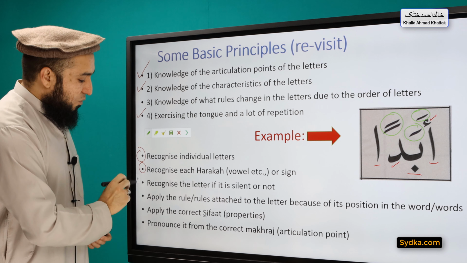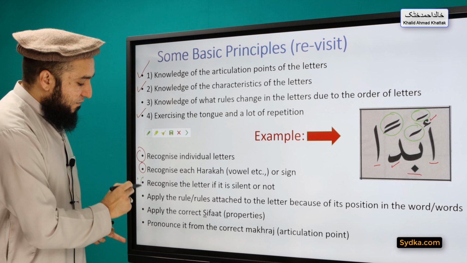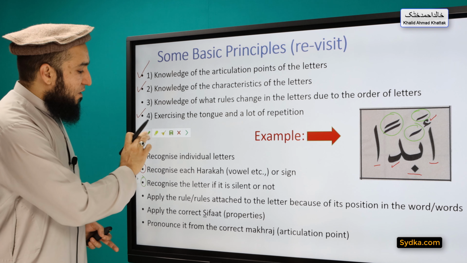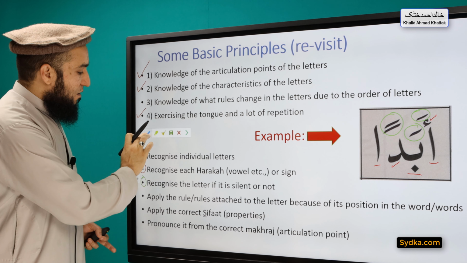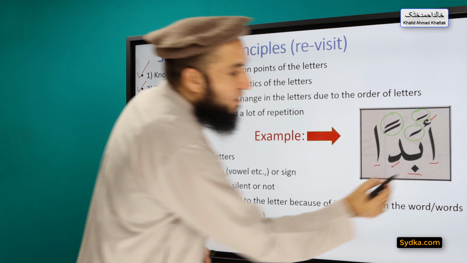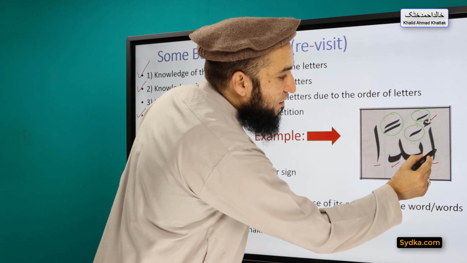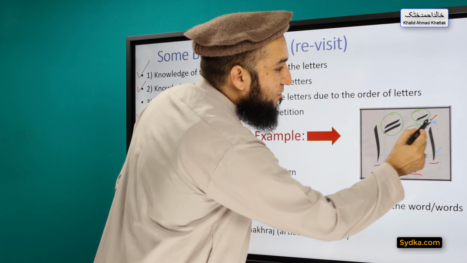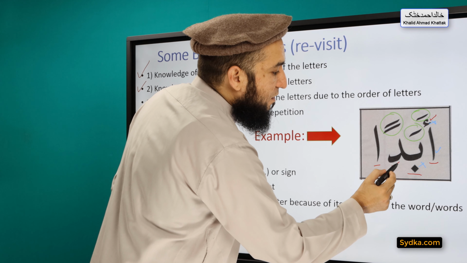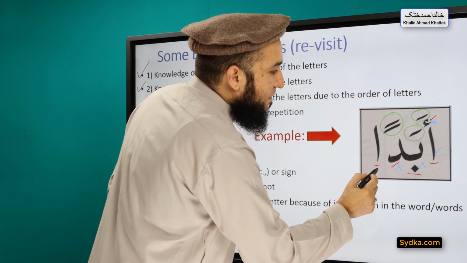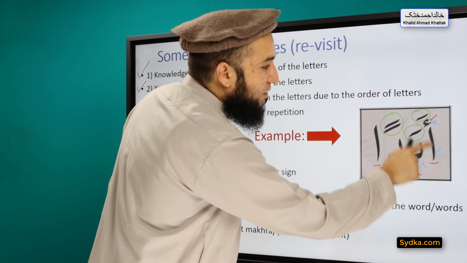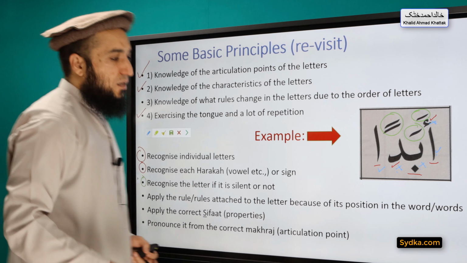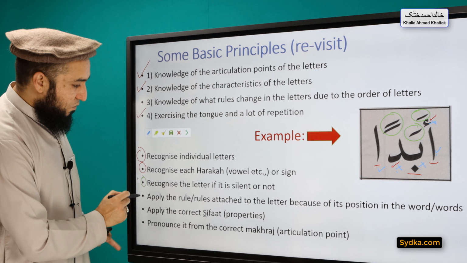And the next one is we have to recognize which letters are silent and which aren't. Let's change the color. Okay, blue. So if we see here, alif, this is silent, and this one is not. Ba is not silent. Dal is not silent, and alif is silent. So alif is silent. Hamza is not silent. Ba is not silent. Dal is not silent, and alif is silent. So we recognize those ones.